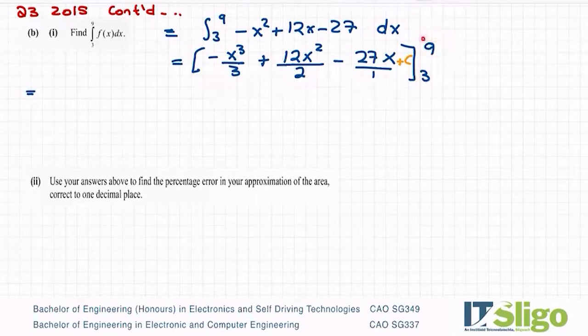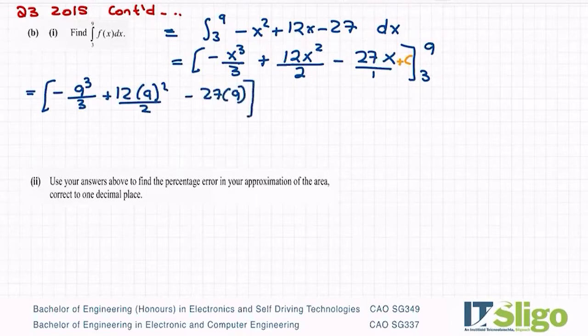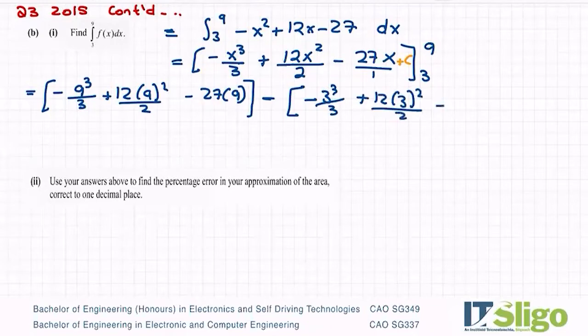So what you do is it's top minus the bottom. So we sub in 9 for all of the x's in our function. So I have minus 9 cubed over 3 plus 12 times 9 squared over 2 minus 27 times 9. Okay, and it's top minus the bottom. So now I sub in 3 for all of the x's. So minus 3 cubed over 3 plus 12 times 3 squared over 2 minus 27 times 3.